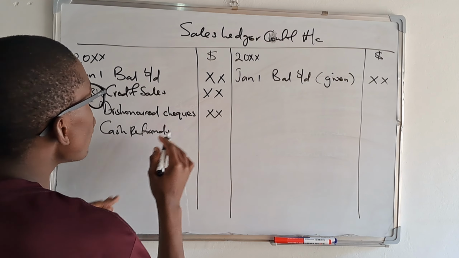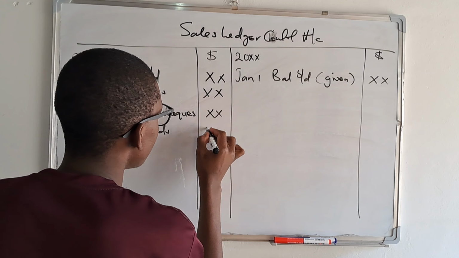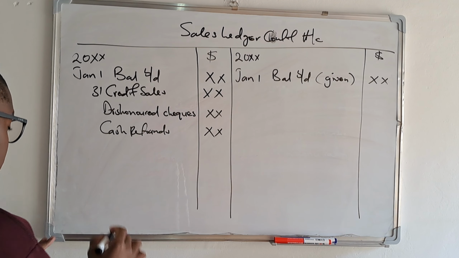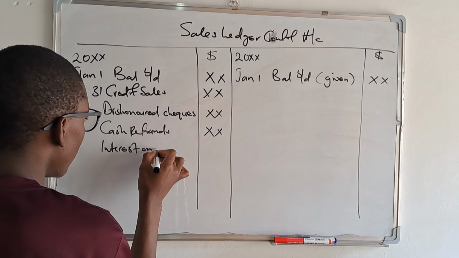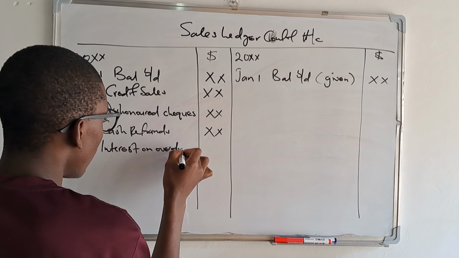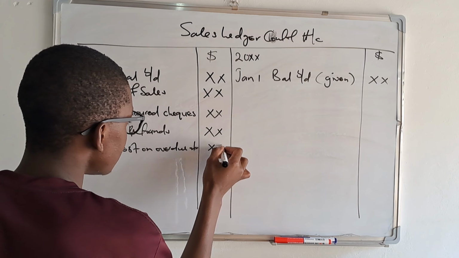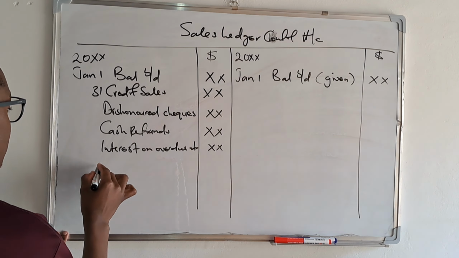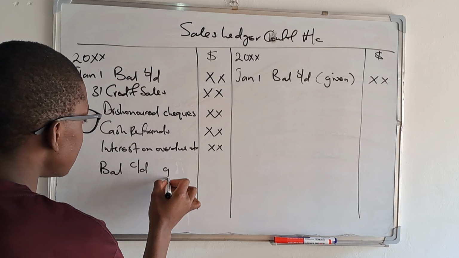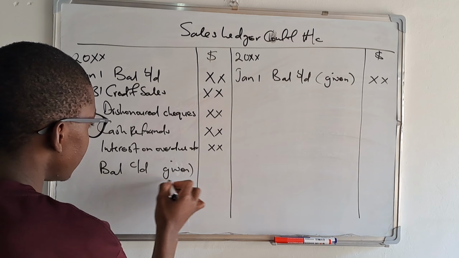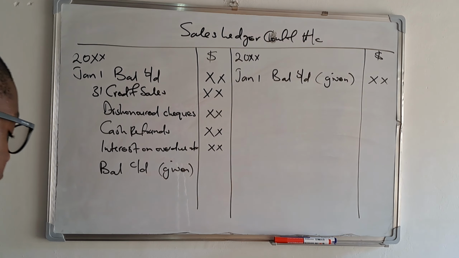Cash refunds to customers. You record cash refunds to customers. We have the interest on overdue accounts, on customers, you record also. Don't forget to write this balance CD. In some cases you might be given this balance CD.